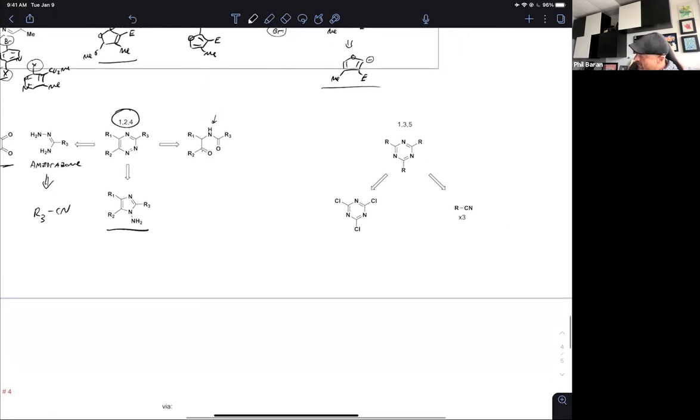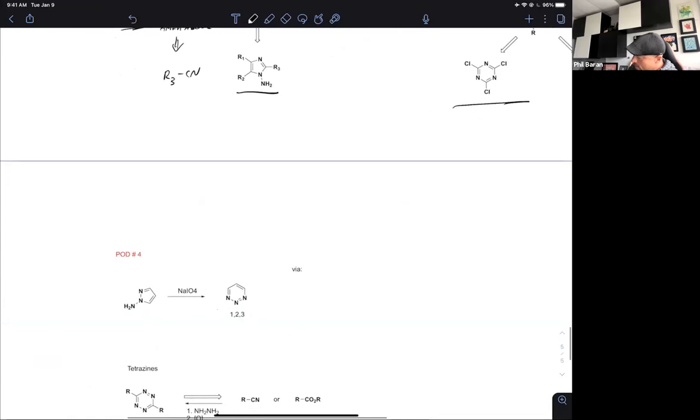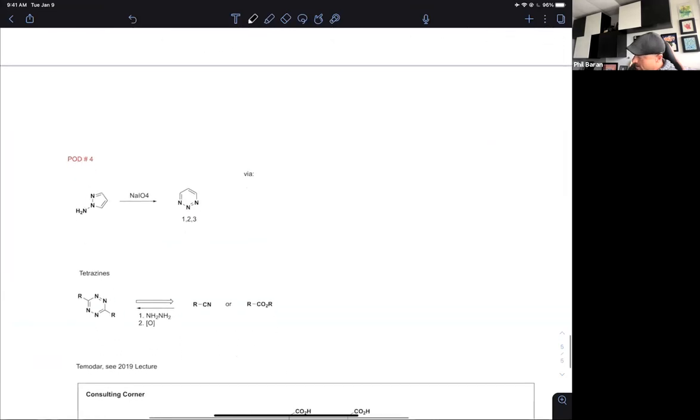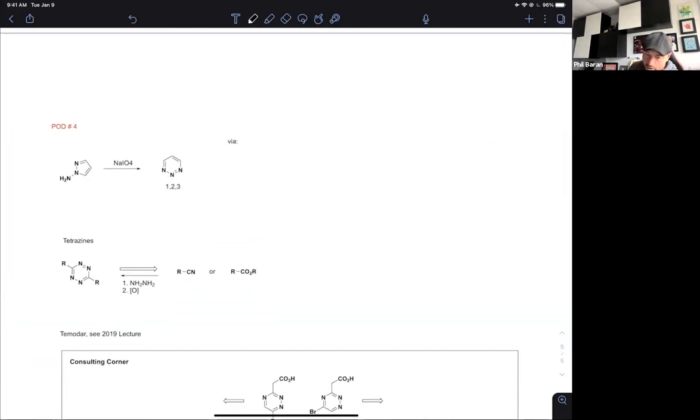The 1,3,5 are simple because almost everybody does that. And so 1,3,5, you really don't have to belabor. 90+% of the way people are making these 1,3,5 triazines is by a sequential addition. So there's no reason to really go and belabor that point. So let's take a look at the 1,2,3. How do people do this? This is problem of the day number 4. Any volunteers before I call on someone?